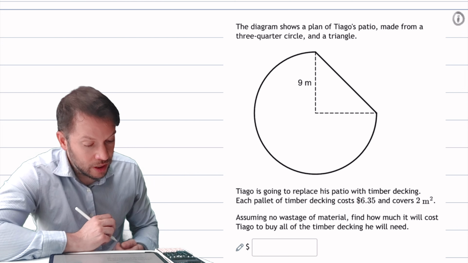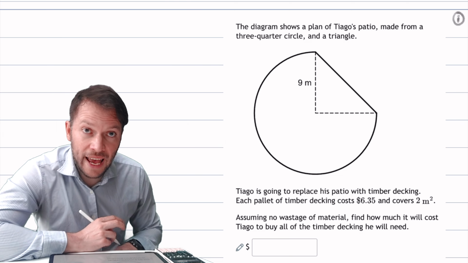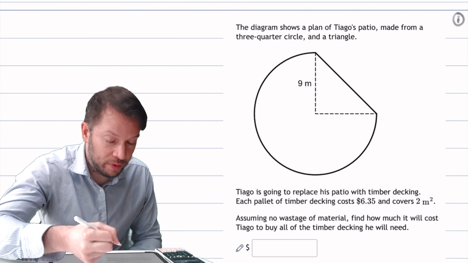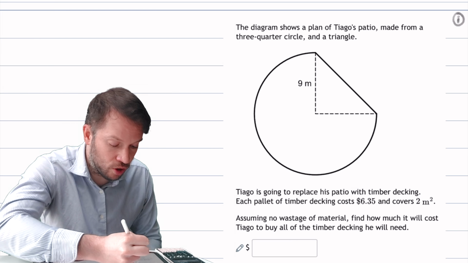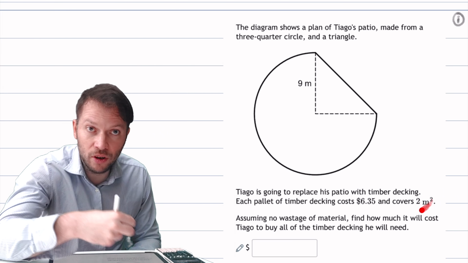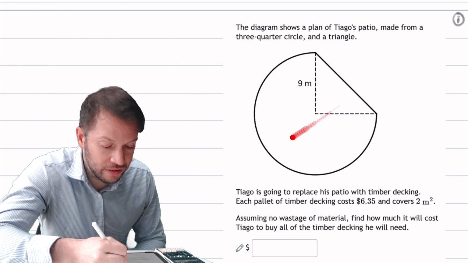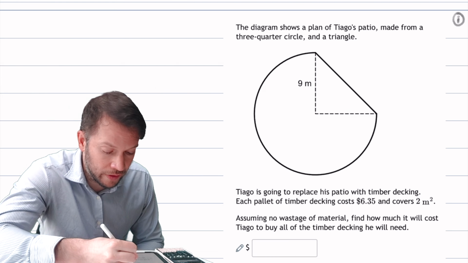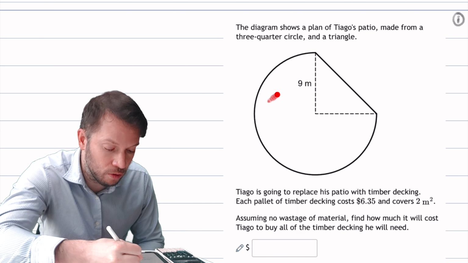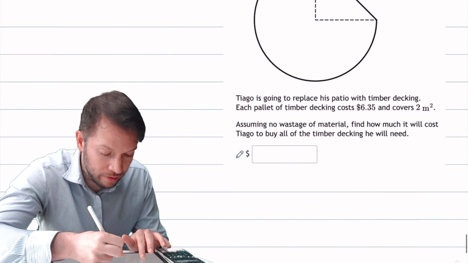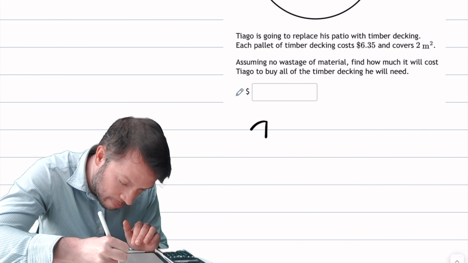Well, first we need to find the area of this shape here, because once we've found the area of the shape, we can work out the cost for each 2 meters squared of area we're going to cover, right? So how do we find the area of this? Well, you can see we can find the area of the 3/4 of a circle and add the area of the triangle. So let's work out the area of the 3/4 of the circle first.